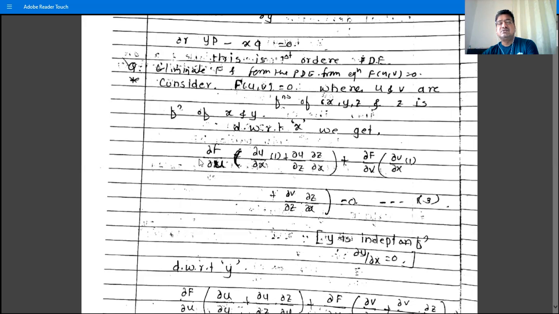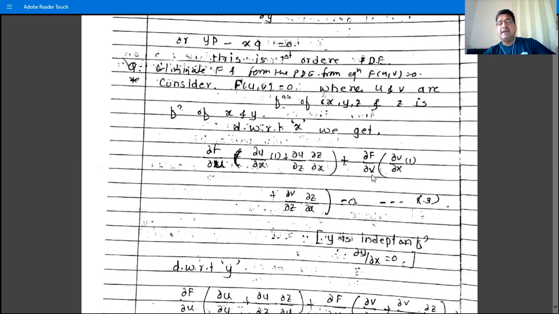Okay, so by using the chain rule, the derivative of f(u,v) is ∂f/∂u times ∂u/∂x. Now ∂u/∂x is ∂u/∂x times ∂x/∂x, plus ∂u/∂y times ∂y/∂x, plus ∂u/∂z times ∂z/∂x. But ∂y/∂x is 0, that's why the middle term is 0, and ∂x/∂x is 1.